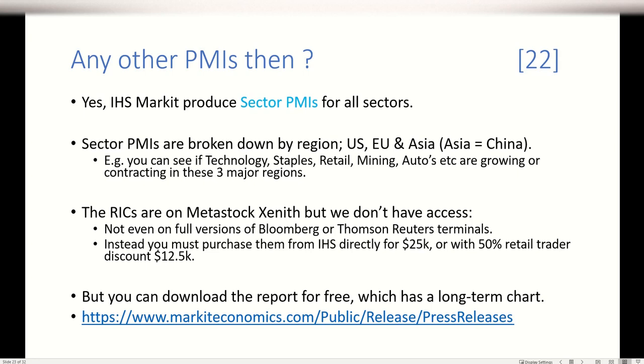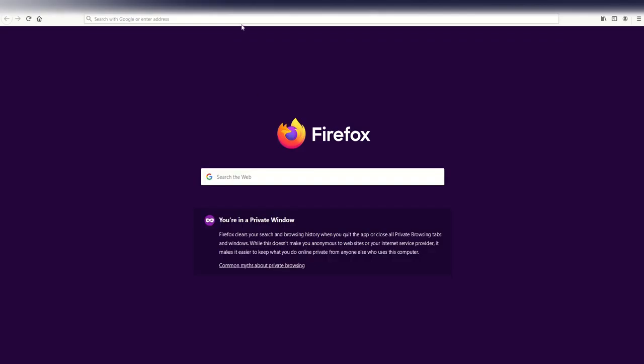However, you don't get this data with a Metastock Xenith. You don't even get it with a Bloomberg or a Thomson Reuters terminal, or I guess it's called a Refinitiv terminal now. Instead, you have to pay directly to IHS Markit. However, what IHS Markit do allow you to do is go to their website, which I will just do right here.